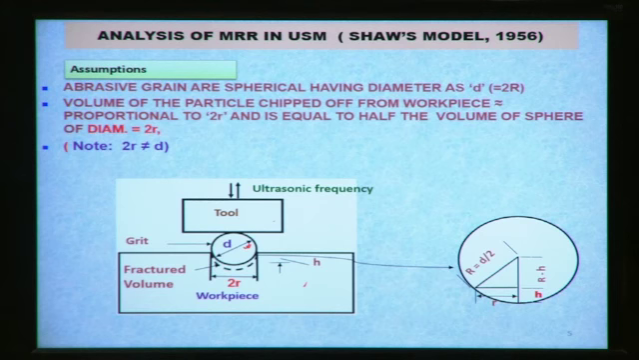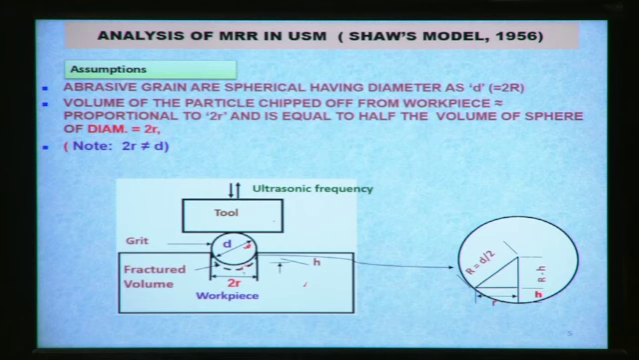Here capital R is the radius of the abrasive grain. Because of the impact force from this abrasive grit, it will impact the workpiece surface and penetrate with an amount h. Small h is the depth of penetration. Because of this penetration, it will make a hemispherical penetration into the workpiece surface. We can assume this is a hemispherical penetration with radius small r.